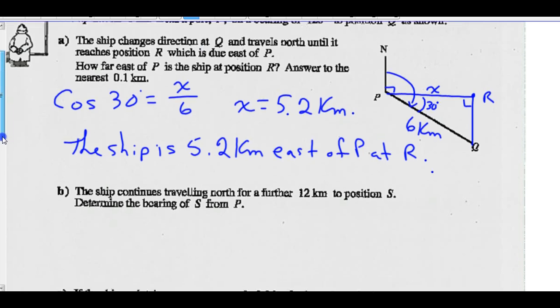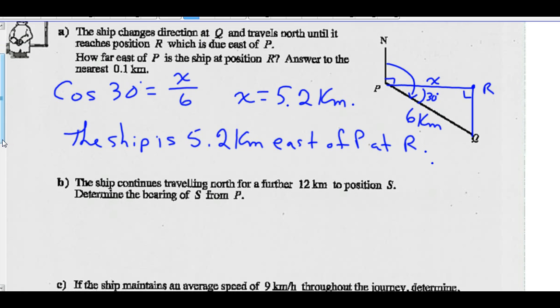Part B, the ship continues traveling north for a further 12 kilometers to position S. So we're going to keep going north for another 12 kilometers till I get to position S. Determine the bearing of S from P. So now I want to know this bearing from S to P. So they're looking for this bearing right there. How am I going to find that measure?